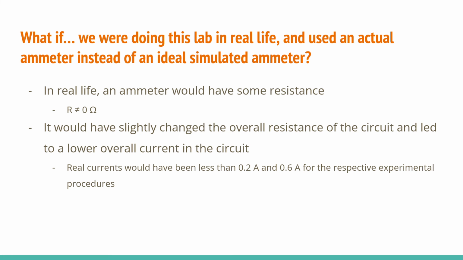What if we were doing this lab in real life and used an actual ammeter instead of an ideal simulated ammeter? In real life, an ammeter would have some resistance, which means resistance is not equal to 0 ohms as in the ideal one. It would have slightly changed the overall resistance of the circuit and led to a lower overall current in the circuit. The real currents would have been less than 0.2 amps and 0.6 amps for the respective experimental procedures.